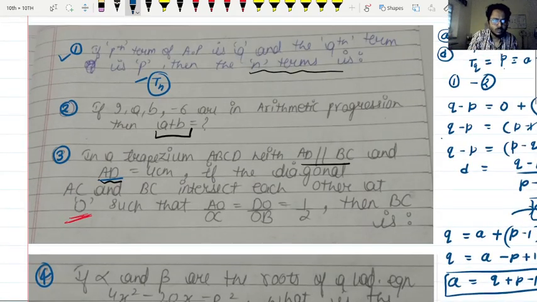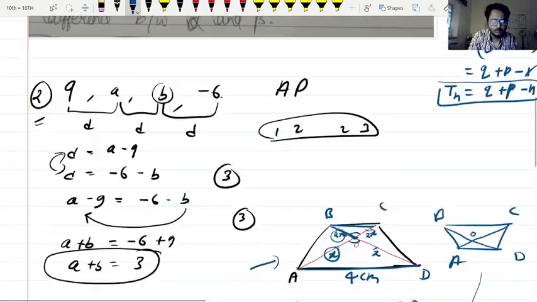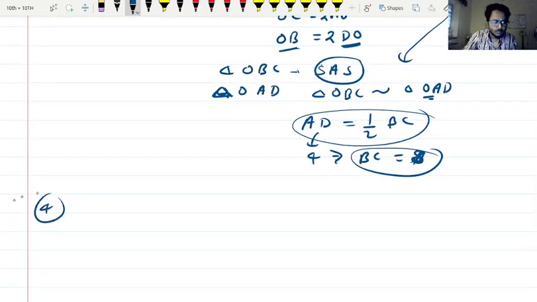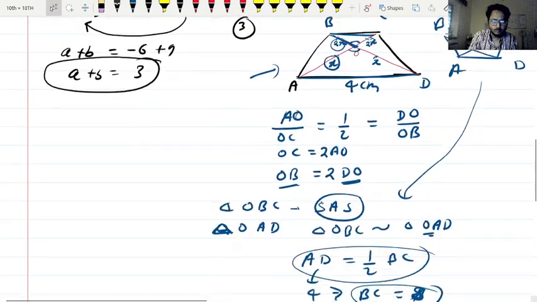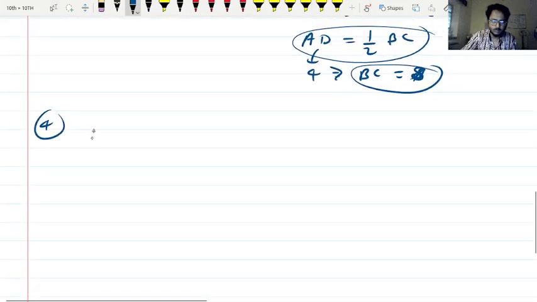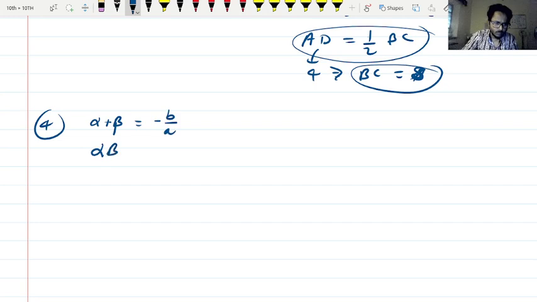Now the next question is question number 4. Many times I have given the formula for the difference of the roots, but I don't know why students are asking so many times for the difference of the roots formula. We know the sum of the roots formula, that is minus b upon a, and the product of the roots equals c upon a. So what is the formula for the difference of the roots?